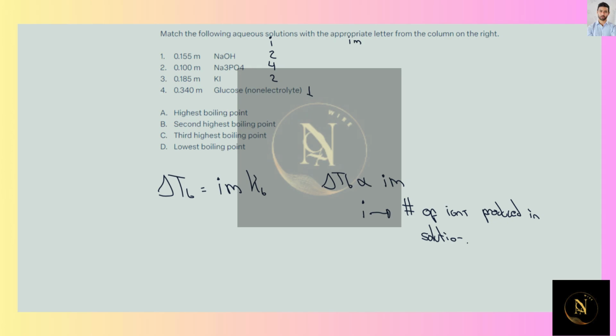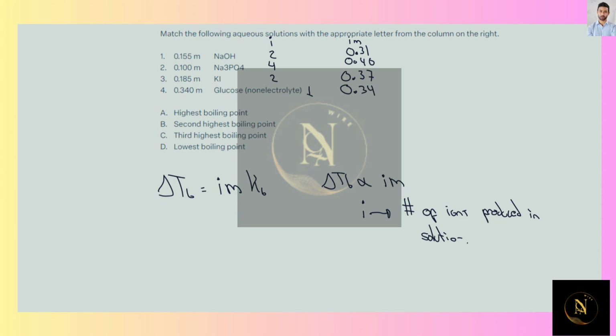Thus, we can calculate directly i times m. So for the first one, it would be 0.155 times 2, which is 0.31. For sodium phosphate, it is going to be equal to 0.40. For potassium iodide, it's going to be 0.185 times 2, so 0.37. And finally, for glucose, it's going to be directly 0.34.